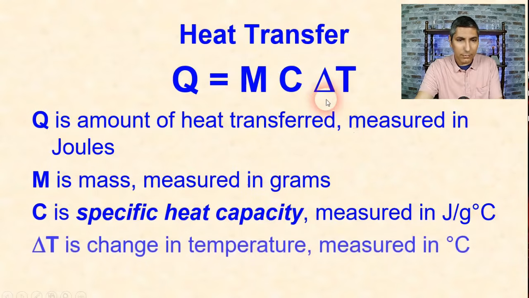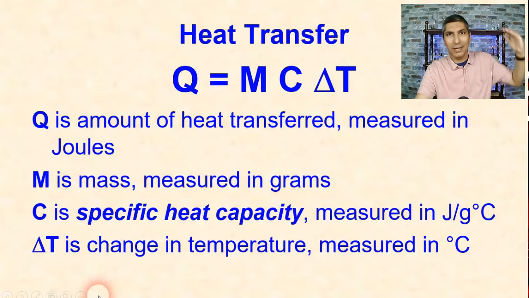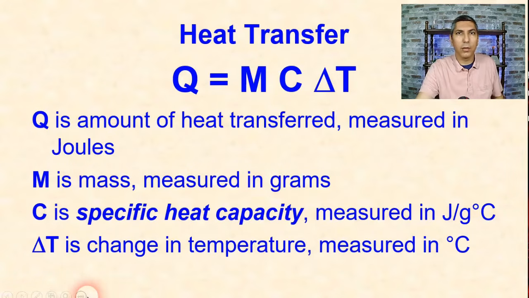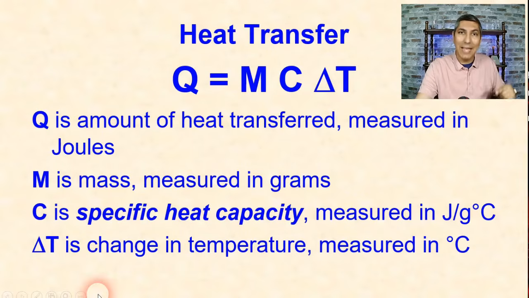Delta T is the change in temperature measured in degrees Celsius. And so, for example, if a material goes from 20 degrees to 30 degrees, that would be a delta T of 10. If it goes from 15 degrees Celsius to 35 degrees Celsius, that's a delta T of 20. If the temperature goes from 50 degrees Celsius to 40 degrees Celsius, well, that's a delta T of negative 10 because the temperature went down. So be aware that delta T is change in temperature. Usually in our problems it'll be going up, but if it gets colder, that delta T certainly could be a negative value.